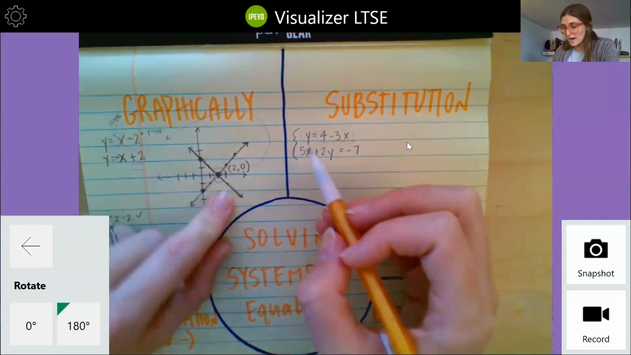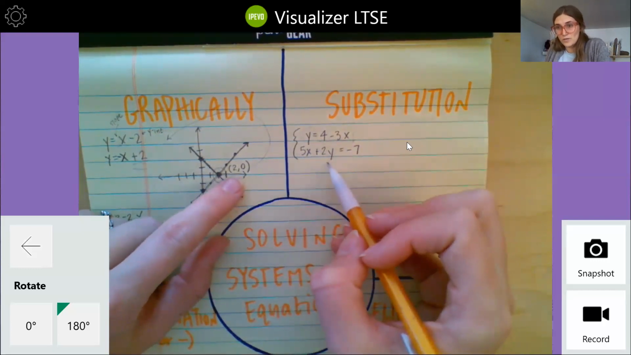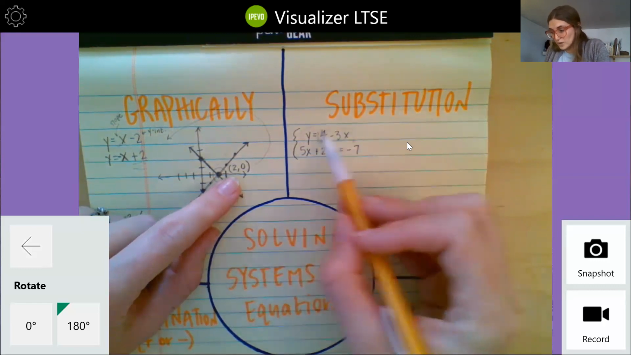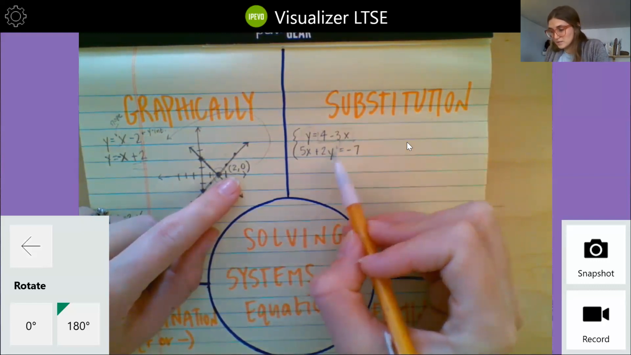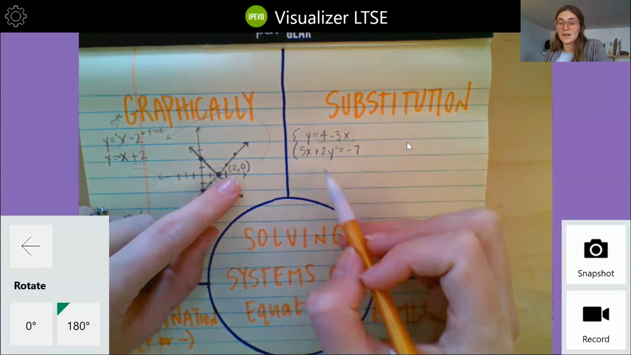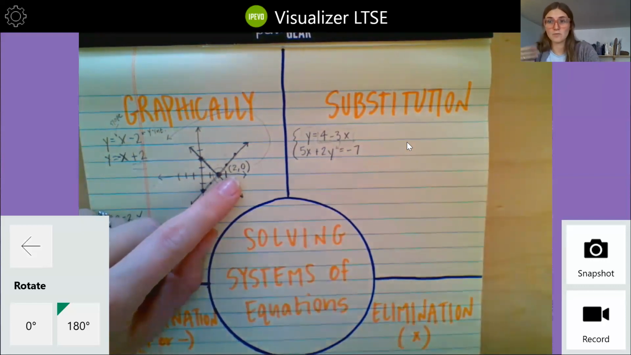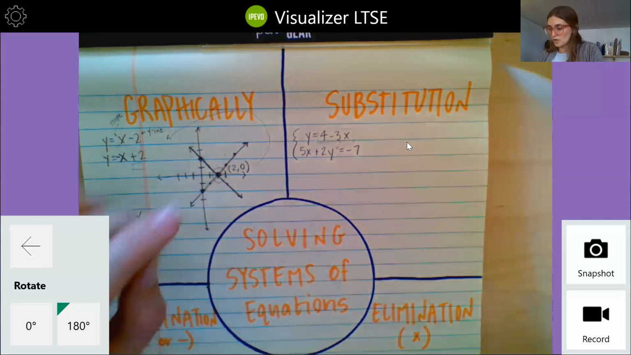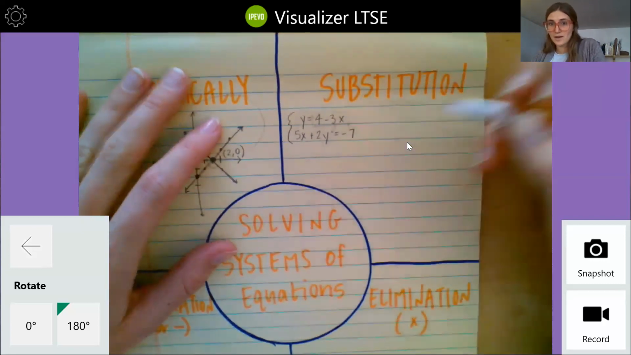And what I'm going to do is look at my second equation, and substitute 4 minus 3x in for this y. And then I solve for x, and then I can plug that value of x back in to either equation and solve for y. So, I know it's kind of a lot.